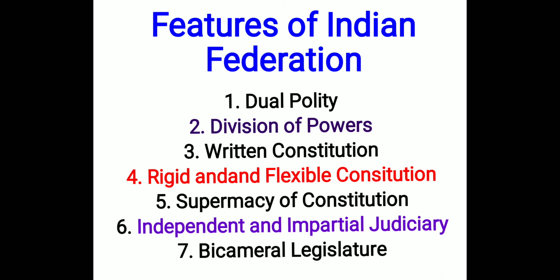Number three, written constitution. Indian federal system has its feature in form of a written constitution. We have a written constitution also. So we have a written constitution, that means we are a federal form of government. Our constitution is so bulky and so large that it has 395 articles, 12 schedules, and 25 parts or chapters.